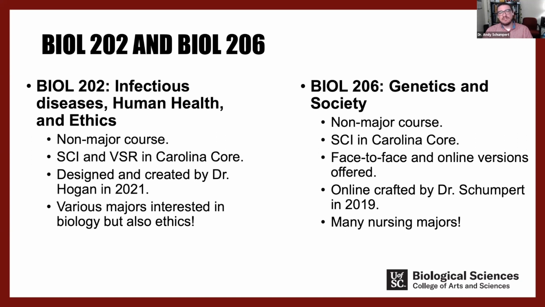And then we have Biology 206, which is Genetics and Society. It's also a non-major course, an SEI component in the Carolina Core. There's face-to-face and online versions of this course offered. And I crafted the online version back in 2019 with the help of the CTE, in their 3Ds for online teaching, the design, develop, and deliver, I believe, in a boot camp back in the summer of 2019. And the students that generally take this class are lots of nursing majors.